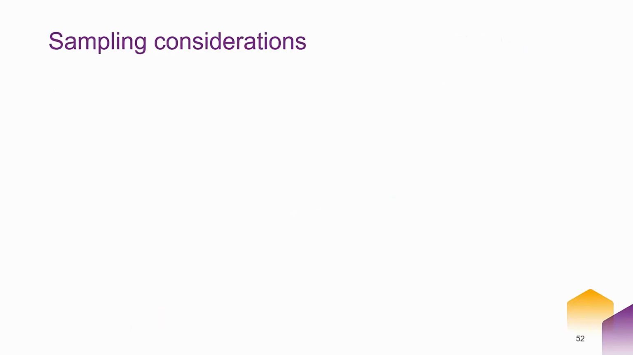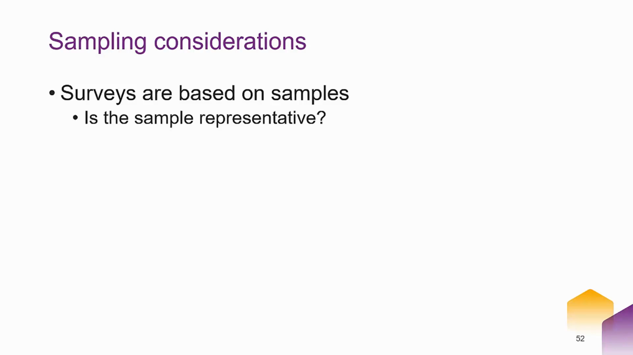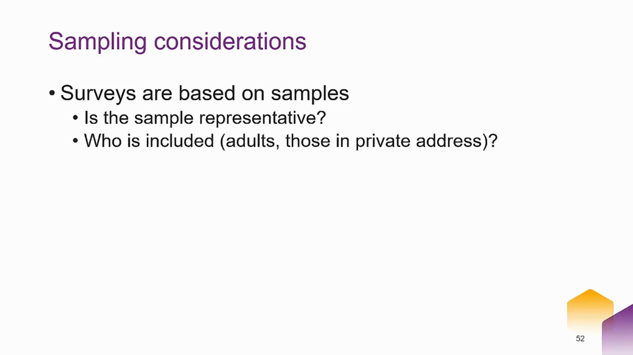The final thing you need to think about, as with qualitative analysis, is sampling. So surveys and similar quantitative data sources are almost always based on samples. And one important question you need to ask is, is your sample representative? So you need to know who is included in the sample. Is it adults? Is it only those who live in private addresses? Is it only those who attend school? What was the response rate, and is there any information about different response across the population? And this will tell you potential bias.